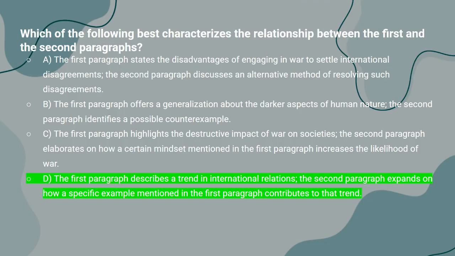And if you read it, it's kind of obvious that it's there. The first one explains why wars happen in the past. And then the second paragraph is about why that trend has continued. I think the first one, even though it's highlighting the destructive impact of war on societies, that's not what his essay is necessarily about, and that's not what the first paragraph is necessarily about. Even though it's mentioned, and even though the second one is highlighting on it, that's not the purpose, and that doesn't characterize the relationship. The relationship is the trend in foreign relations.